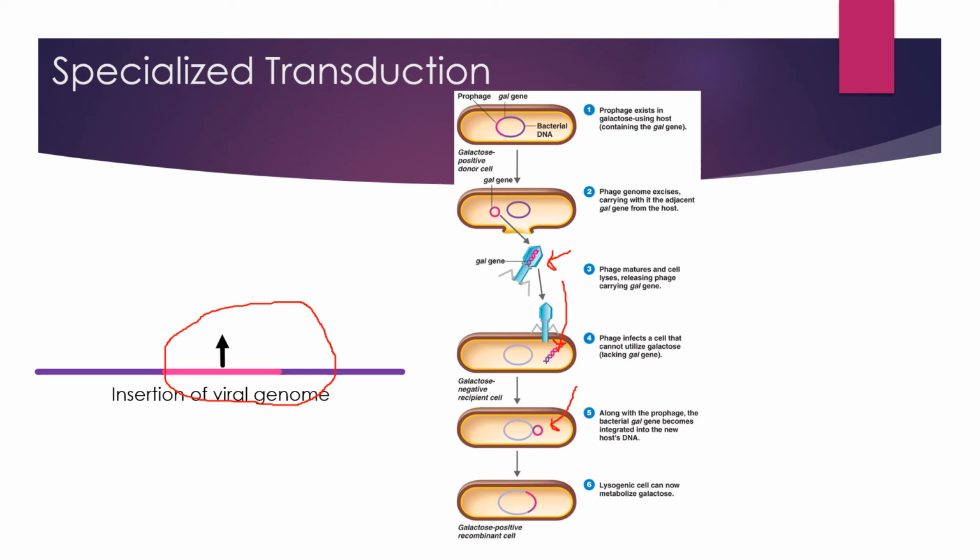When the virus integrates into the bacterial chromosome of this new host, the gal gene comes with it. And so this bacterium down here picks up the ability to metabolize galactose because that original gene came from the bacterium up here. So that's specialized transduction. You need to remember that in specialized transduction, specific genes are transferred via a virus. It's not just random fragments like we saw with generalized transduction back in Chapter 8.